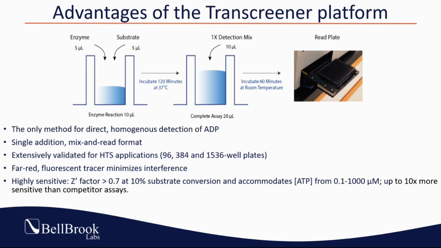Finally, these assays are built to be highly sensitive. We design them to exceed a Z prime factor of 0.7 at 10% substrate conversion, which is that range where you're still in that initial velocity of the reaction. And it can also accommodate a wide dynamic range of ATP concentration, ranging from 0.1 to 1,000 micromolar. And this makes it up to 10 times more sensitive than competitor assays, which of course also tend to have many more steps involved.